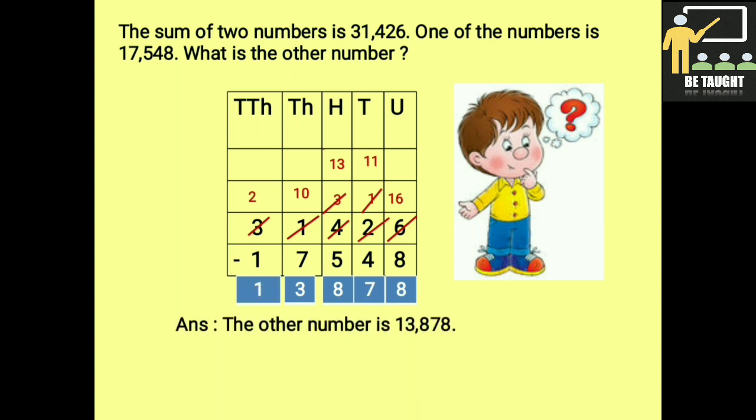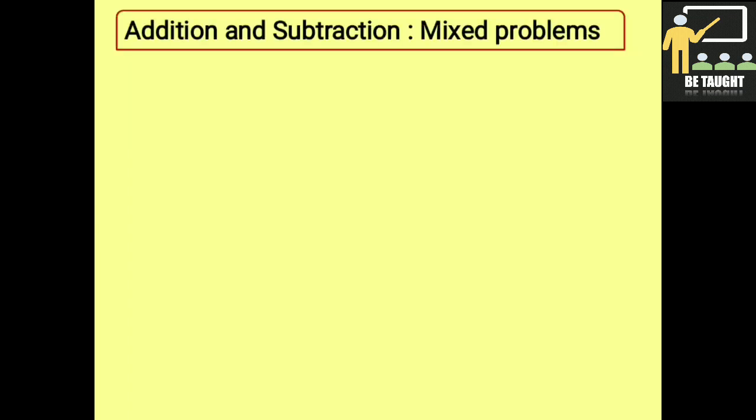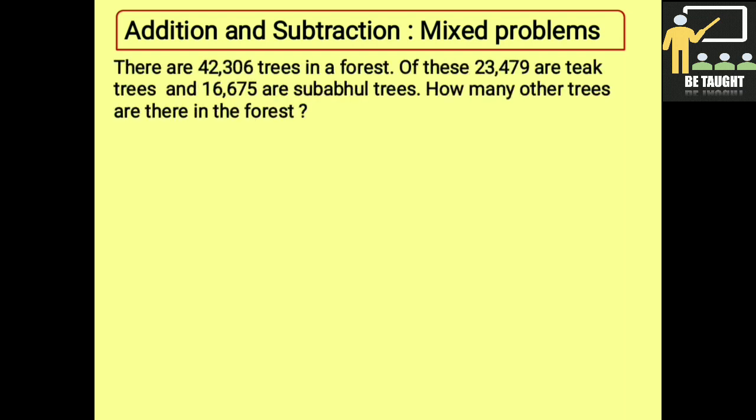So our final answer is, the other number is 13,878. Now we shall learn about addition and subtraction mixed problems. Let us see one example.